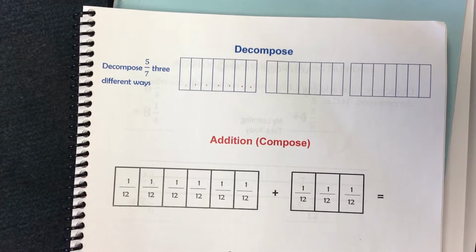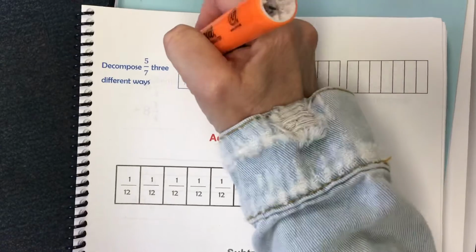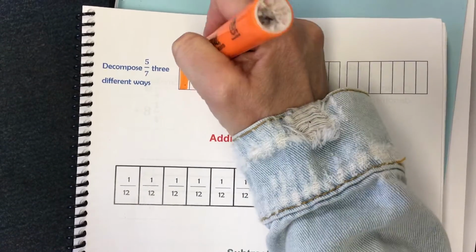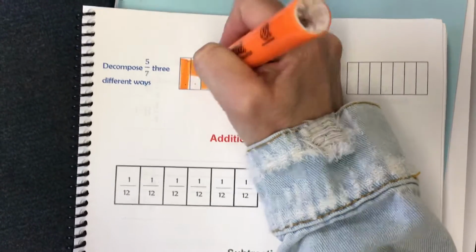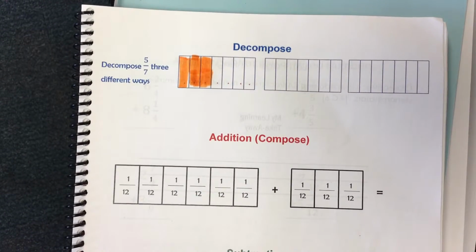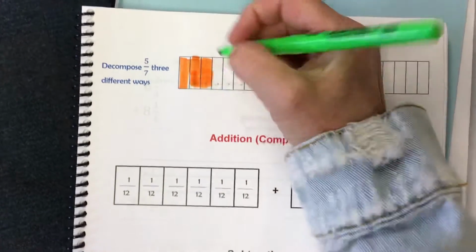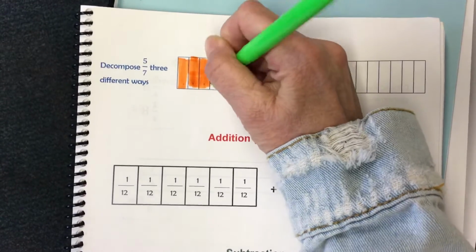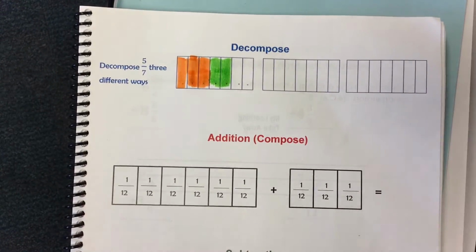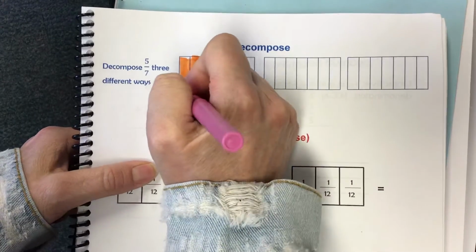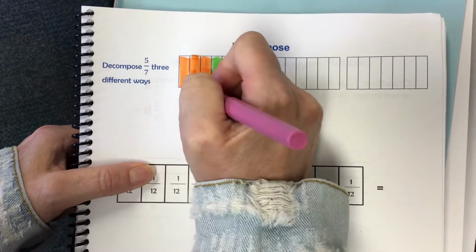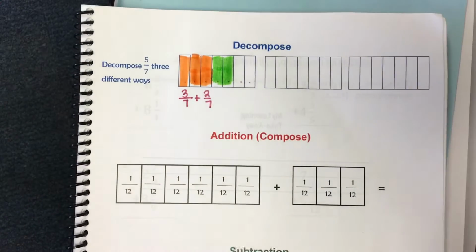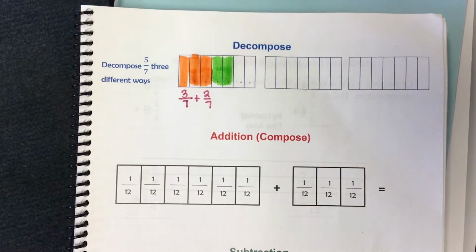3/7. Okay, so I could do 3/7, and I'm just going to shade those in one color. And then I could do 2/7. And I'm going to show that in a different color. And to show that in numbers, looks like this: 3/7 plus 2/7, and that's a way to break down 5/7.